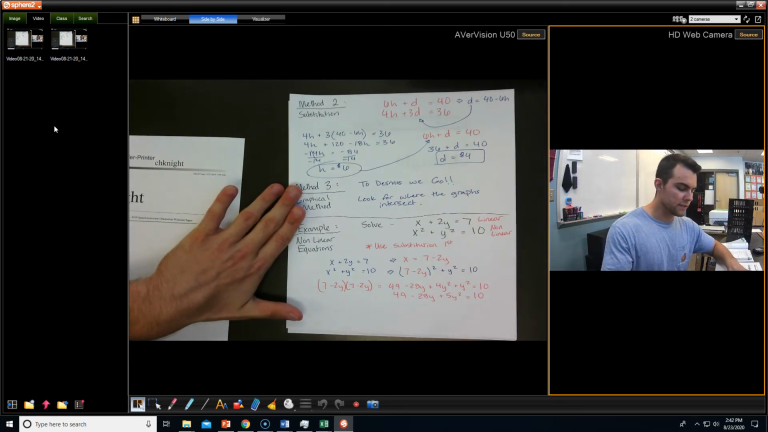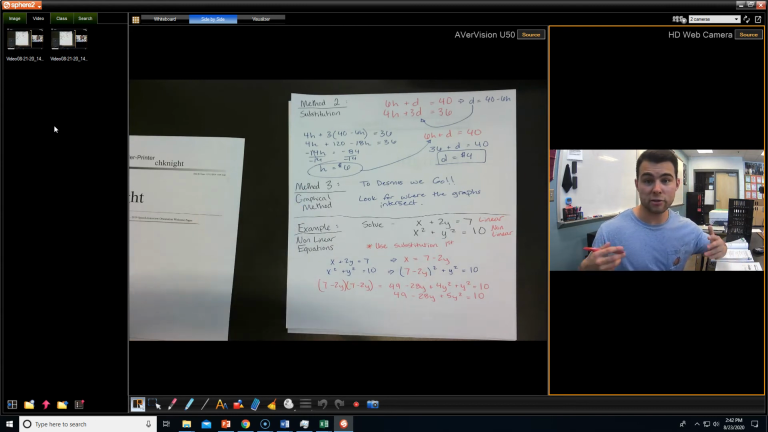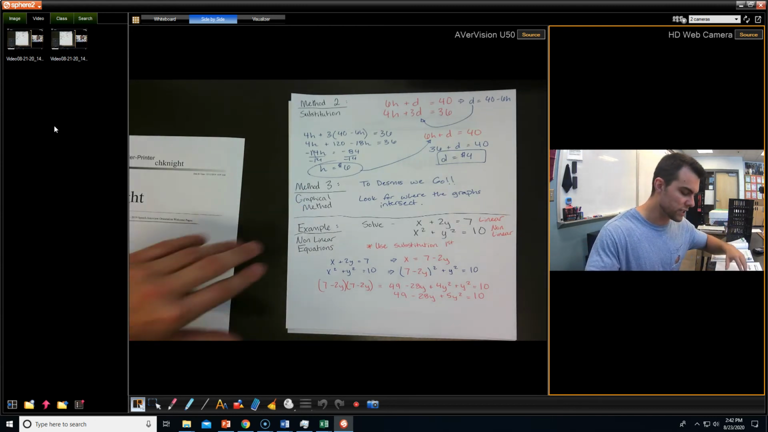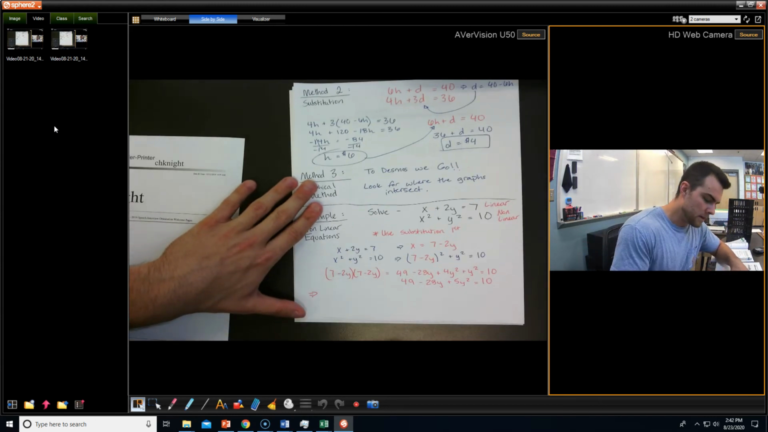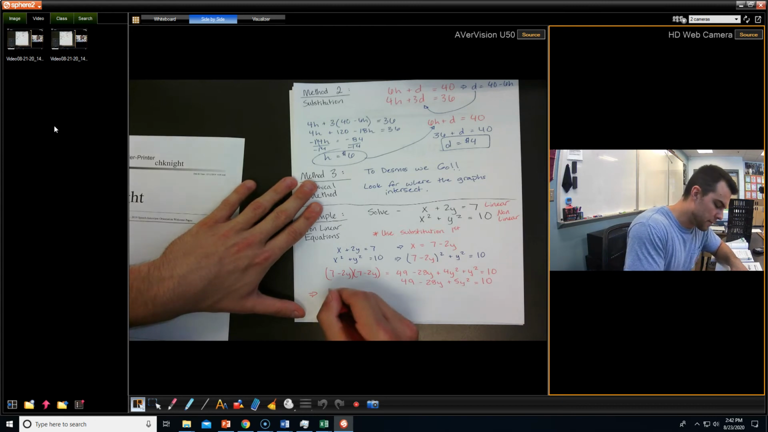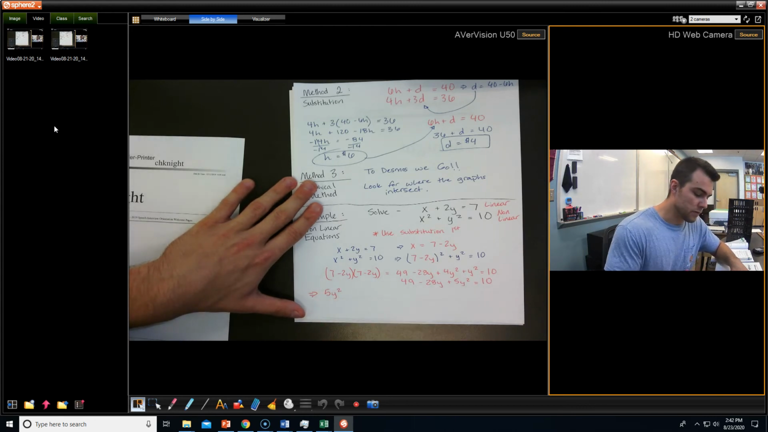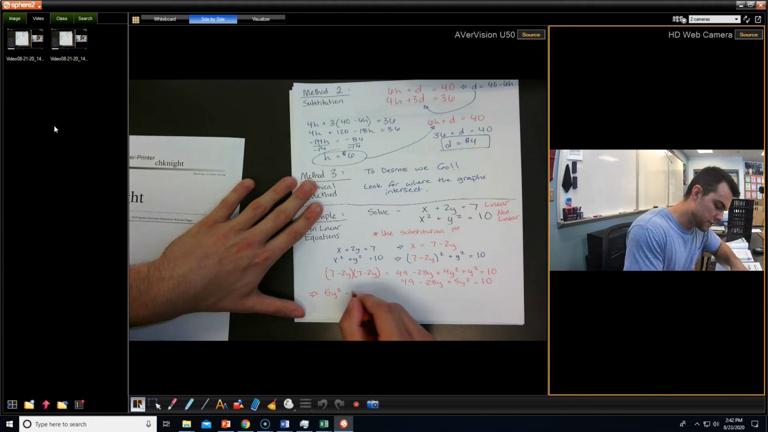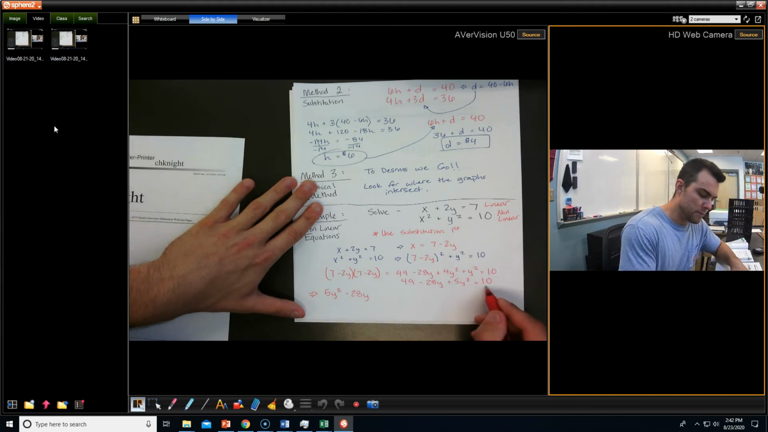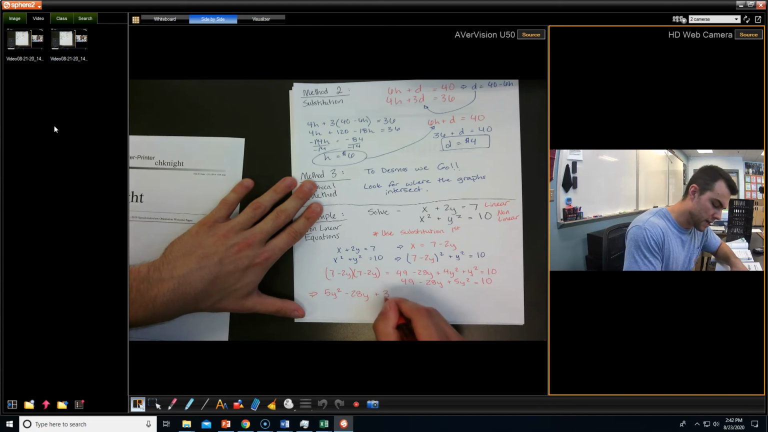And now, again, let's move the 10 over. Let's make this look like a quadratic, right? Because that's really what it's starting to look like. So I'm going to rearrange it a little bit because I like my squared term first. Then I got minus 28y. If I move the 10 over, I get 39. So this is plus 39. And then that equals 0.